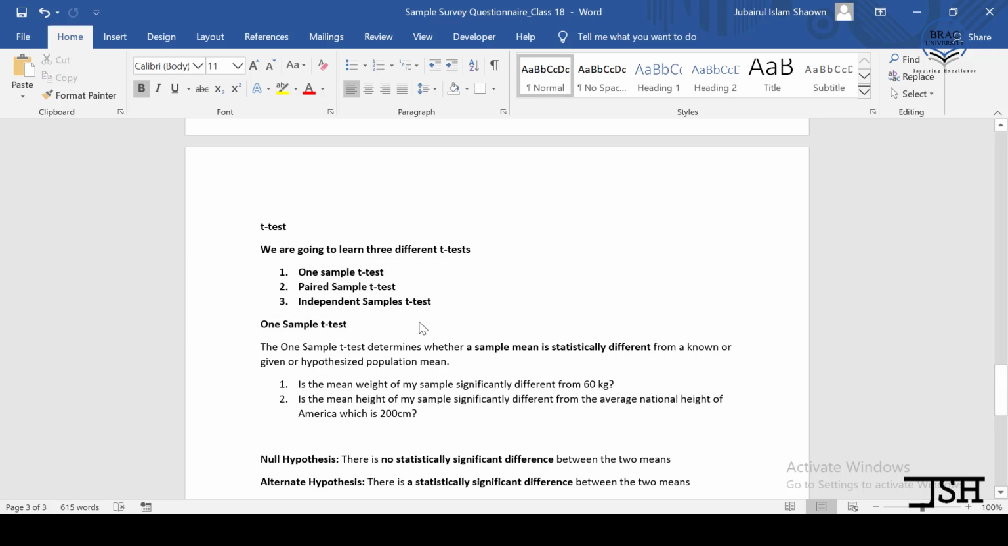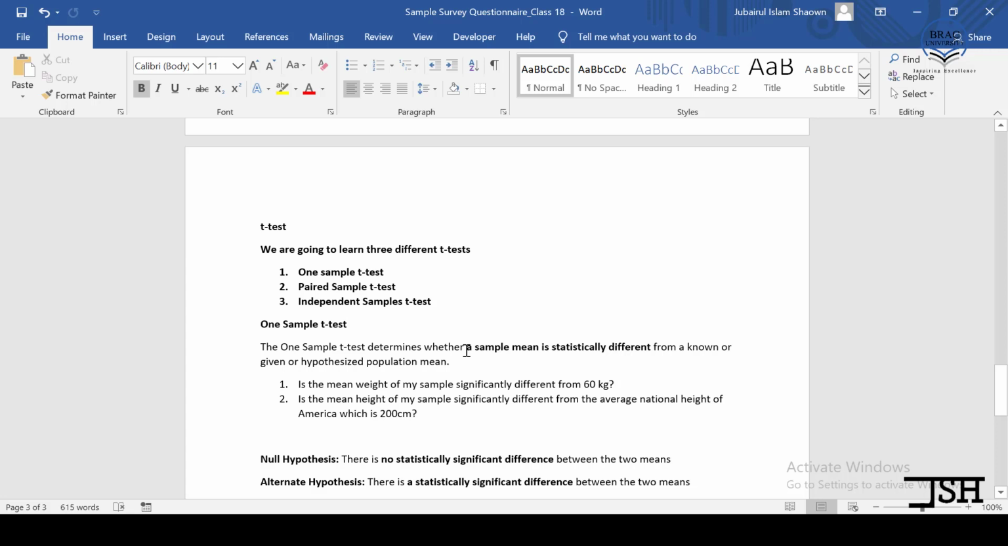Why do we use it? What is the purpose of using it? Here it is. The one sample t-test determines whether a sample mean is statistically different from a known or given or hypothesized population mean. I know it is really difficult to understand, but let me put it this way. The main reason we use t-test is to find out whether 2 means or 2 average figures are different. Again, we want to find out whether 2 means or 2 average figures are different from each other.